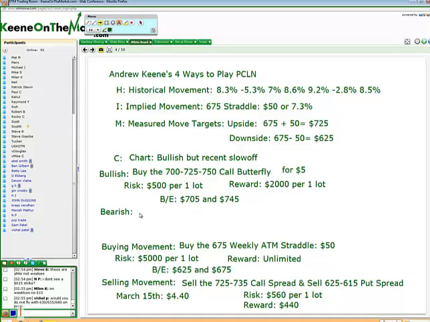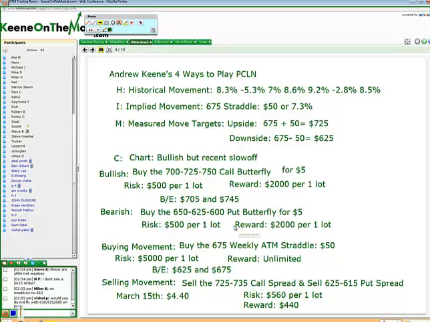If I was bearish, I always want to be selling the measured move target. So if I was bearish, I would want to buy the 650, 625, 600 put butterfly. And once again, I'll say for argument's sake, it's around $5. Sounds about a good price for it. On this trade, I'd be risking $500 per one lot, and my reward would be the same thing. My reward would be $2,000 per one lot, and my break even of this trade would be $605 and $645.